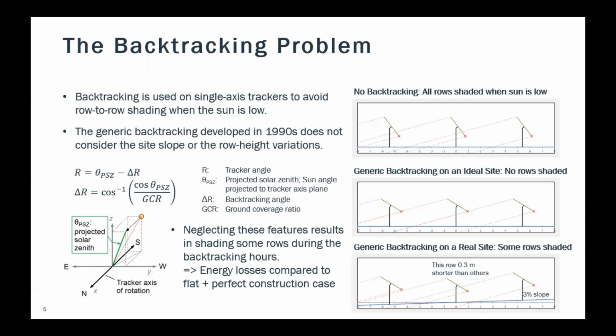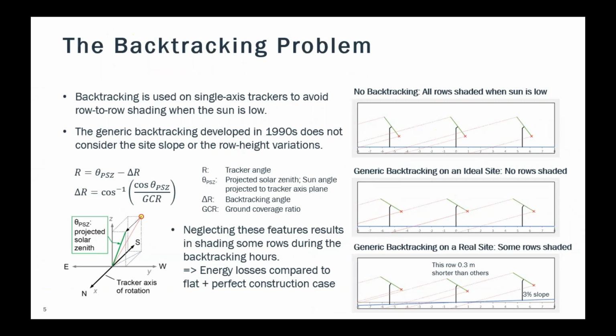So the backtracking problem, shown in the top right, is that true tracking results in row-to-row shading when the sun is low in the sky in the early morning and late afternoon hours. The shading can drastically reduce the electrical output of crystalline silicon modules due to the architecture. The shading can be eliminated by moving the modules to a flatter position, but at the expense of angle of incidence losses. So the generic backtracking model developed in the 90s positions the modules to eliminate the shading while minimizing the angle of incidence losses.